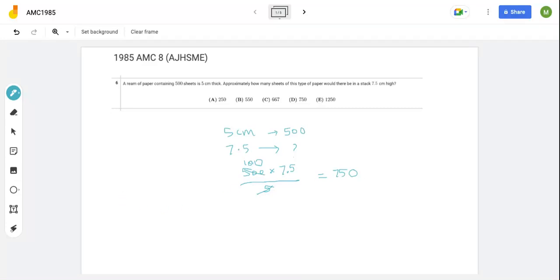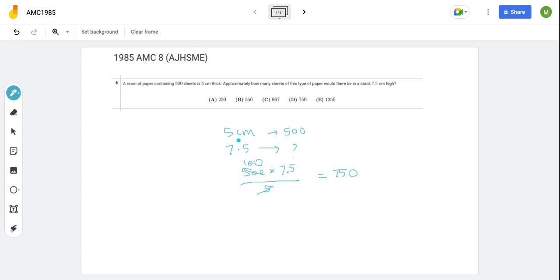Okay, so this is the sixth question of 1985 AMC8. A ream of paper containing 500 sheets is 5 centimeters thick. Approximately how many sheets of this type of paper would there be in a stack 7.5 centimeters high? Straightforward question.